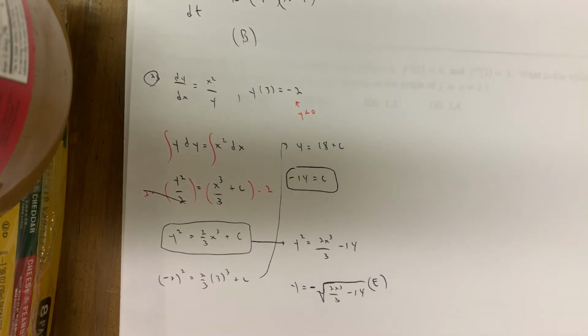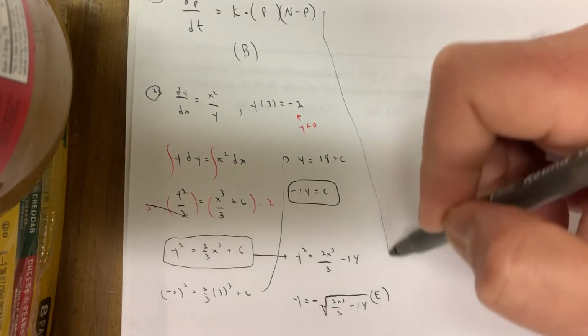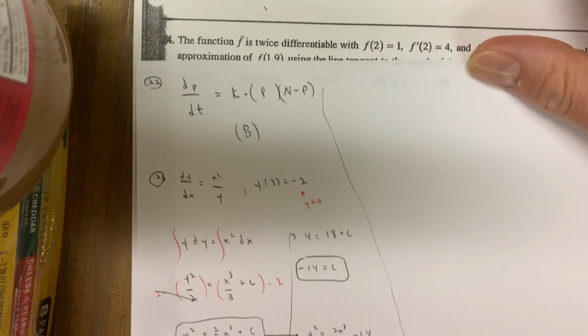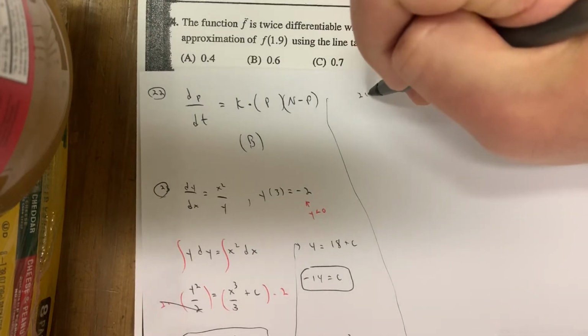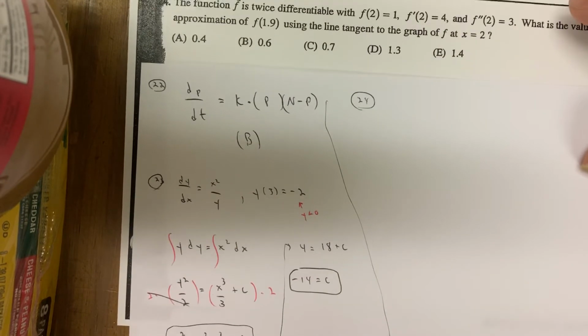So not the easiest differential equation, because a lot of people might do all that work and then put D, not taking the correct square root, and what a waste of time that is. So be careful. You know, 24, really cool abstract derivative problem right here, abstract information.